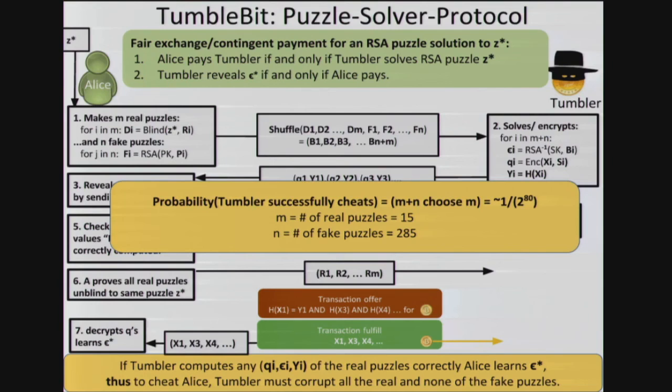So the probability that the tumbler cheats successfully is the number of real puzzles plus the number of fake puzzles, choose the number of real puzzles. And so for our values, 15 and 285, this is 1 over 2 to the 80. And we chose this number because this is the collision resistance of RIPEMD-160. And so this is a very small number.